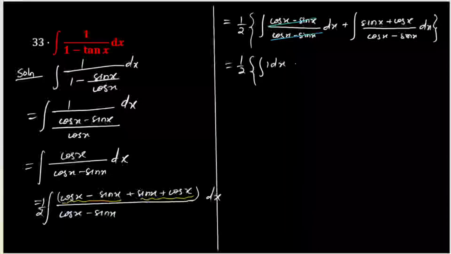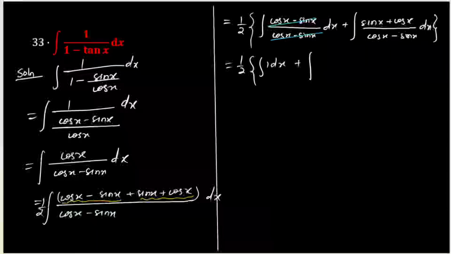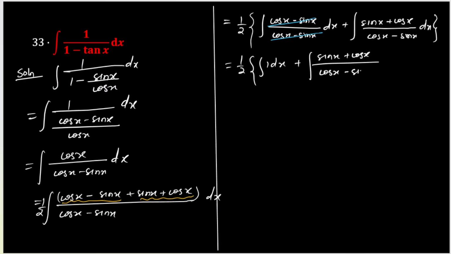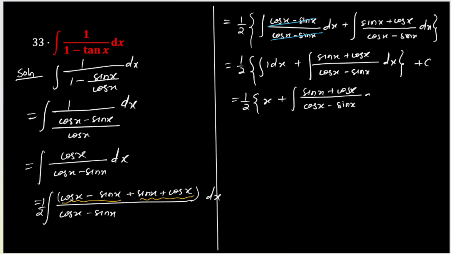Here, the integral of 1 dx plus the integral of (sin x plus cos x) by (cos x minus sin x) dx. Here, the integration of 1 by 2 simply gives 1 times x, plus the integral of (sin x plus cos x) by (cos x minus sin x) dx. And next we apply the substitution method.